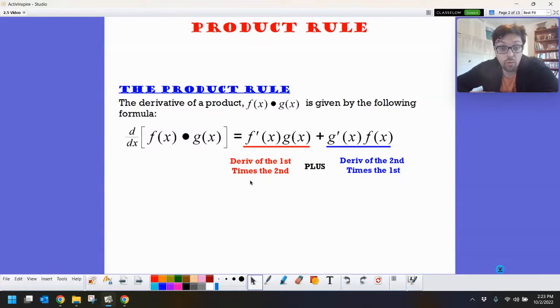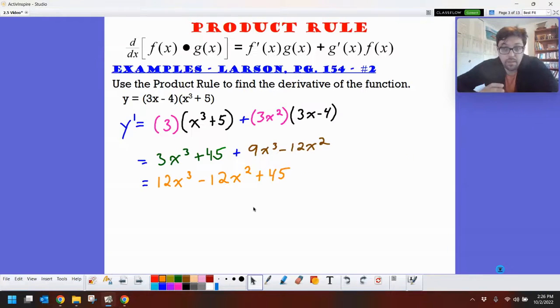The way the product rule works is this: you do the derivative of whatever your first thing is in the product times your second thing, plus the derivative of whatever the second thing that was getting multiplied is, times the first. So the derivative of the first times the second, plus the derivative of the second times the first. Here's an example of the product rule in action.